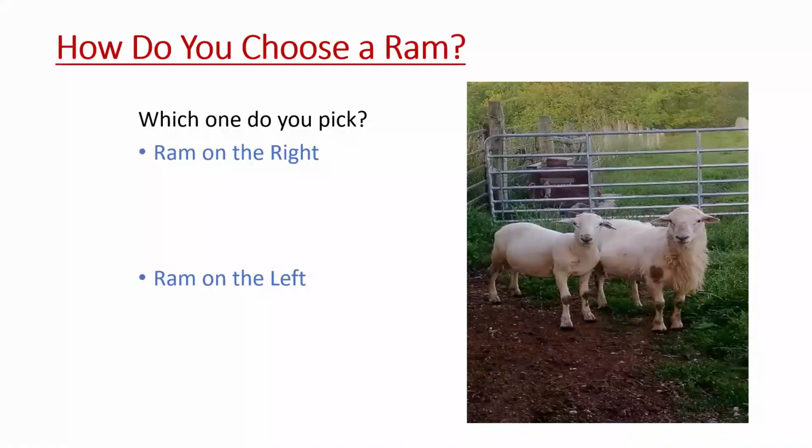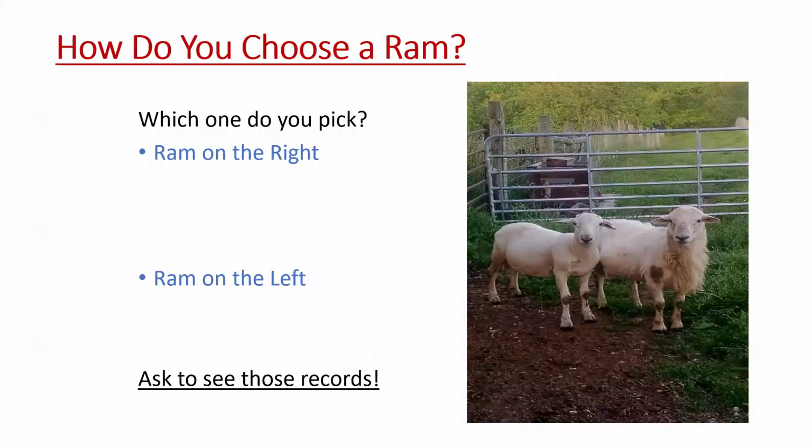So this is not the greatest picture in the world, but when you start talking about ram selection, how do you choose one? You walk up, guy's got a couple of rams for sale. Which one of these do you want? One on the right, one on the left. Well, first thing I'd ask, just looking at them, is I want to see some records behind him. If he doesn't have any records and this is all I've got to go on, then probably you're going to take the ram on the right.